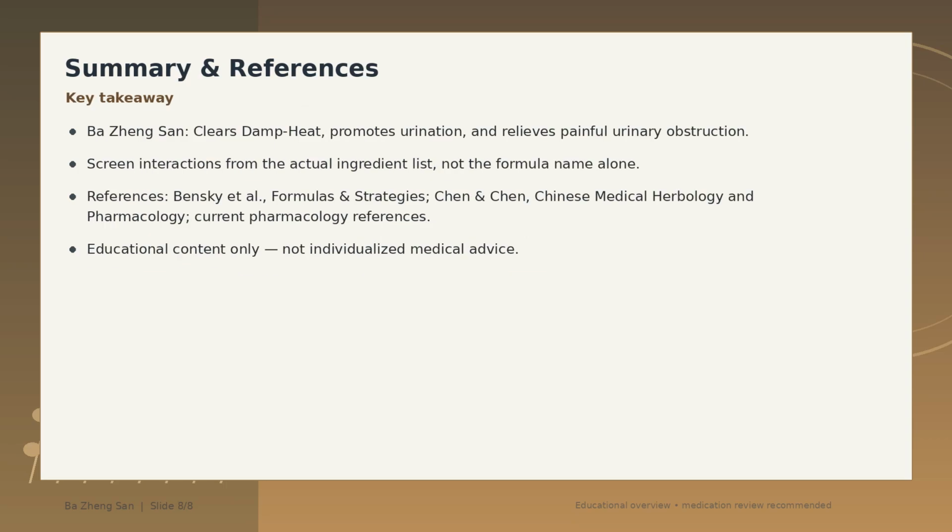In summary, Ba Zheng San is best understood as a pattern-based prescription whose action is to clear damp heat, promote urination, and relieve painful urinary obstruction. The key safety principle is targeted interaction screening plus objective monitoring when risk is plausible.